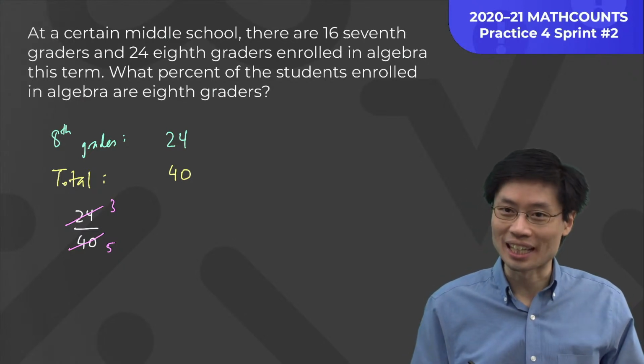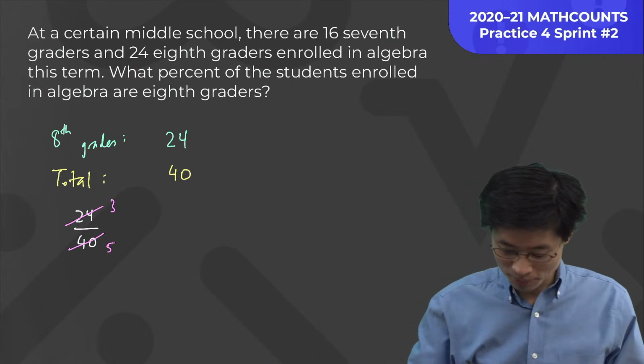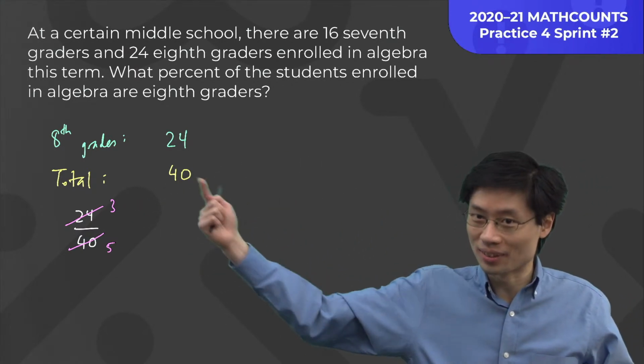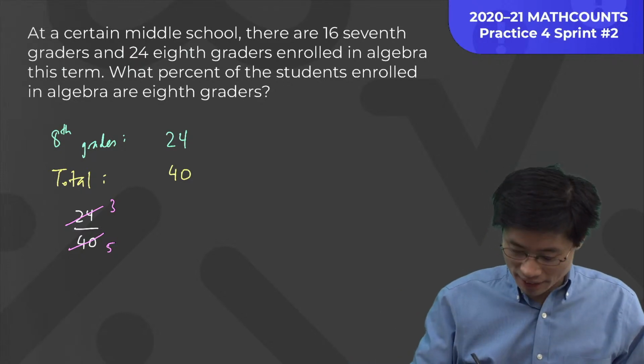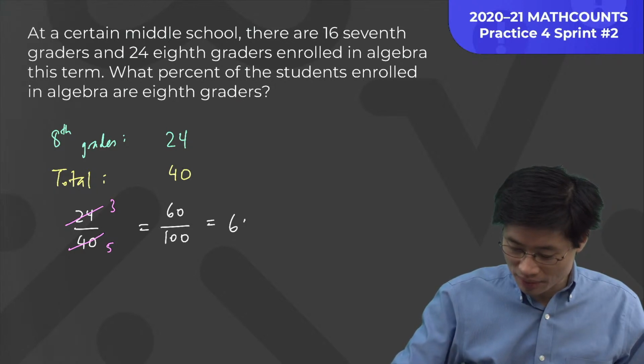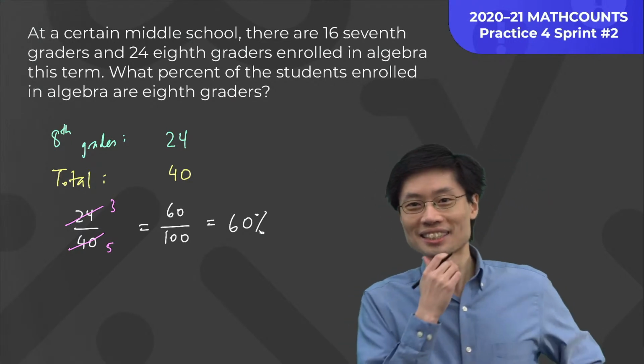There are many ways to see that. One way is that from the 5 to 100, it's by multiplying by 20. And so I should multiply by 20 for the top number as well. And 3 times 20 is 60. So this is equal to 60 over 100, which is 60%. Okay, that was fun.